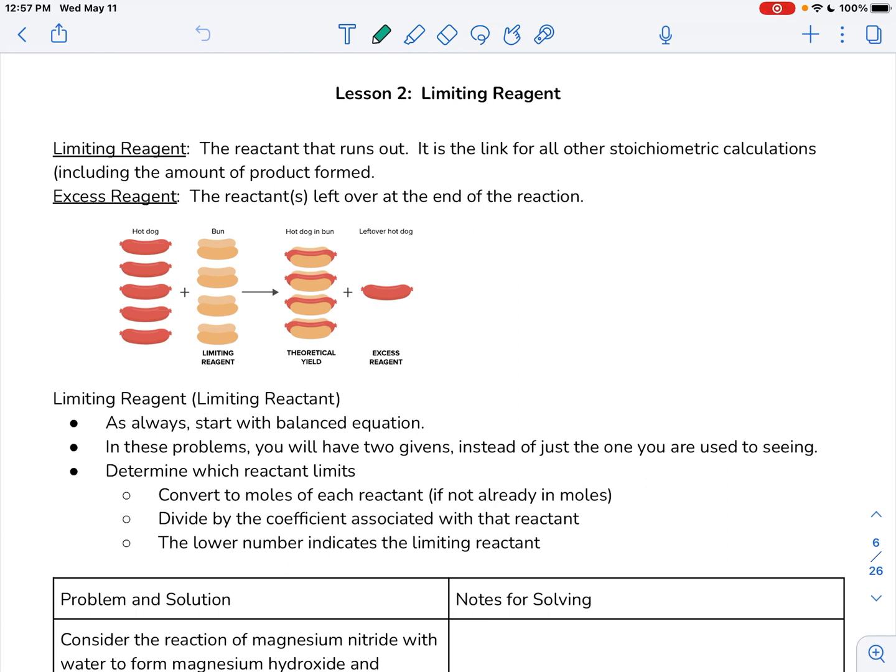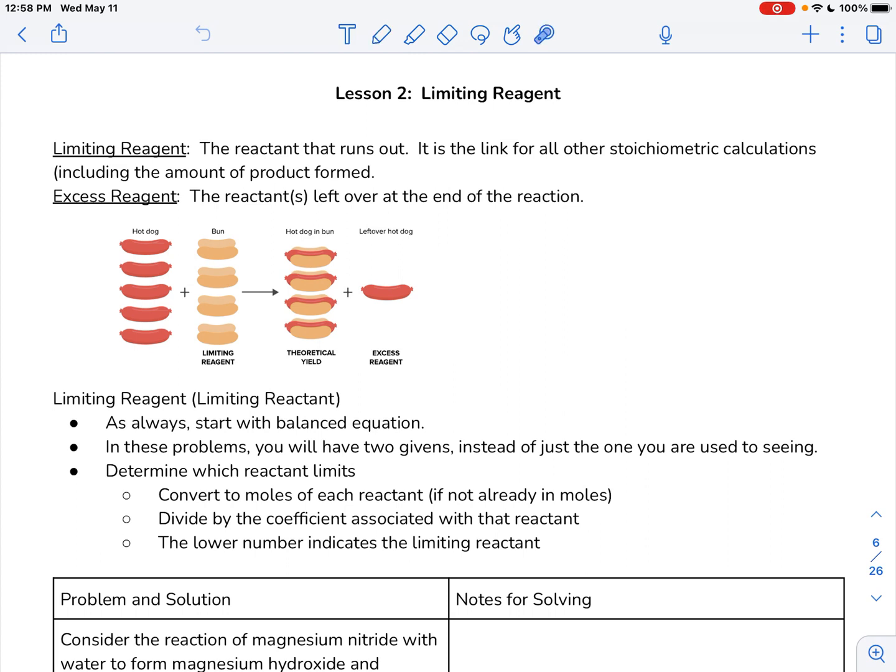So limiting reagent or limiting reactant, same thing. Reactant and reagent are the same thing. It has to do with stoichiometry. And what you're doing is figuring out how much of what you start with reacts and how much is left over. If all of the thing reacts, then that will be the limiting reagent. If there's some left over, that's what we call the excess reagent or excess reactant. The amount of product that you can produce is dictated by the limiting reagent and how much you started with.